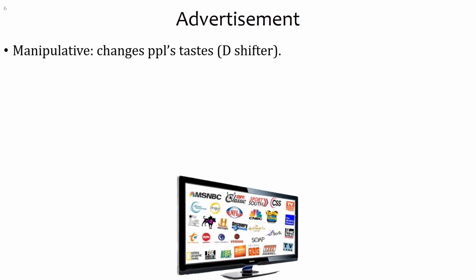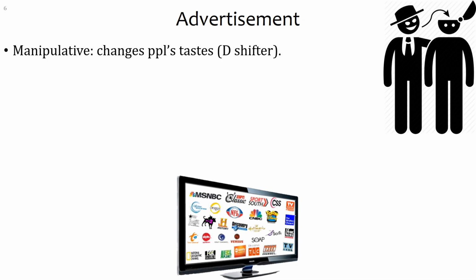All right, a relevant topic to monopolistic competition is advertisement, since every firm wants to set themselves apart from others. Advertisement can be manipulative, which is when it changes people's tastes and preferences. That was one of our demand shifters back at the beginning of the course. If you remember, advertisement tends to change people's inclination towards something.